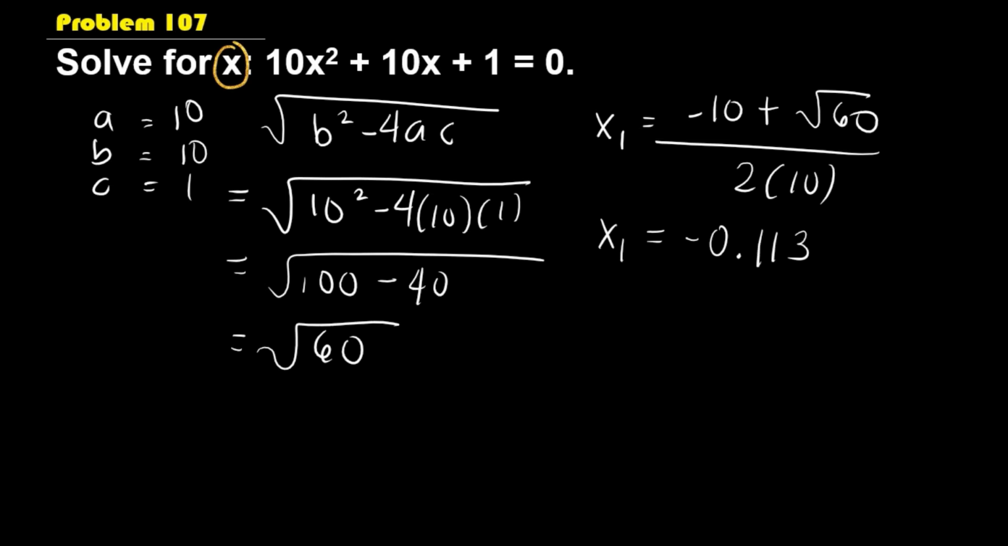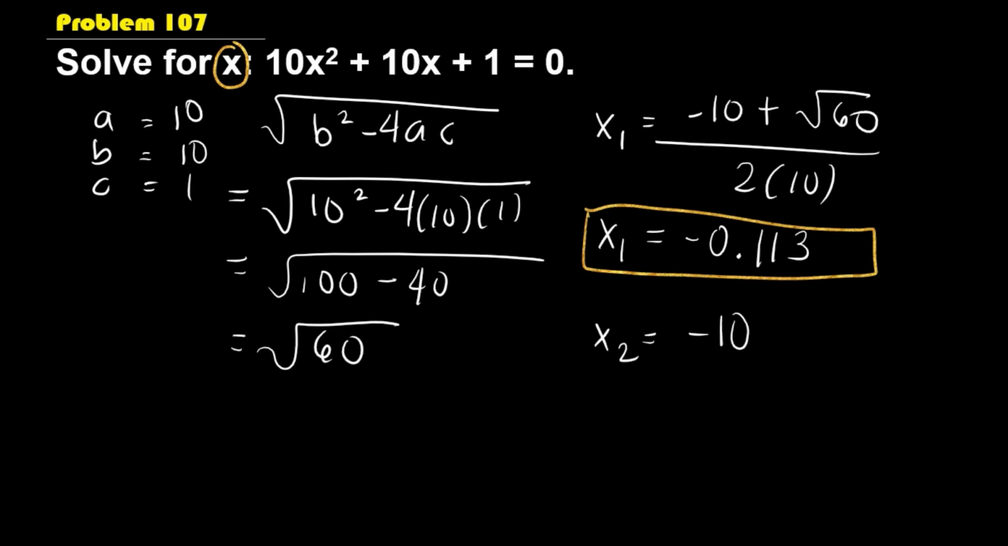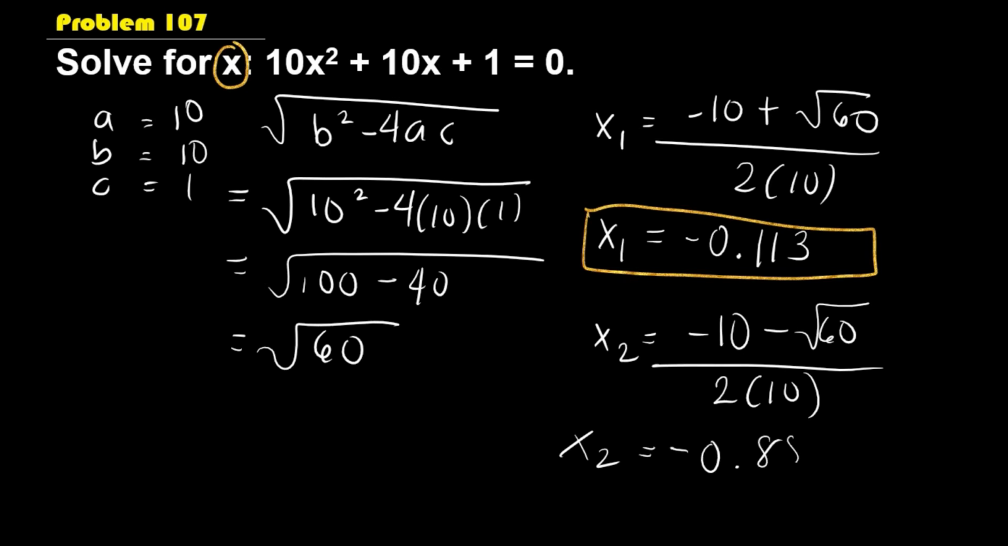Yan. So, meron ka nang unang value ni x. Pangalawa, x sub 2 will be equal to negative 10 minus square root of 60 all over 2 times 10. And that will be equal to negative 0.887.